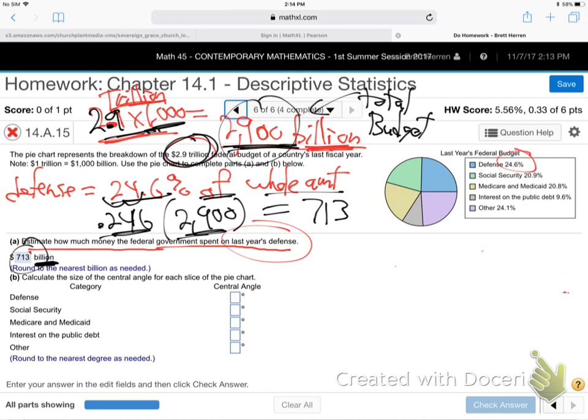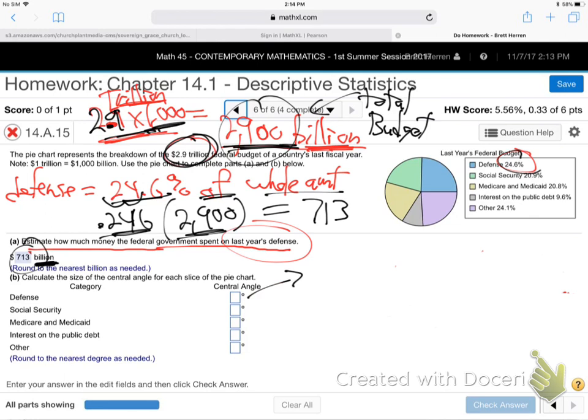All right, question B. Stop me if you want to talk about it. Calculate the size of the central angle for each slice of the pie chart. So now they want the angles. How do I take this pie chart and start giving them all the angles? What do I do? Yeah, everybody good? Totally. I'm glad that's making sense for y'all.